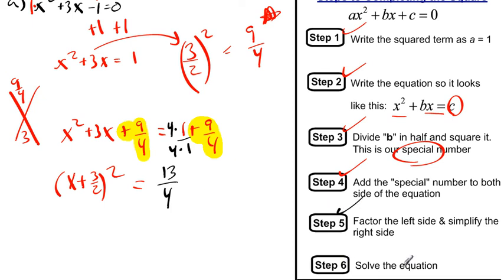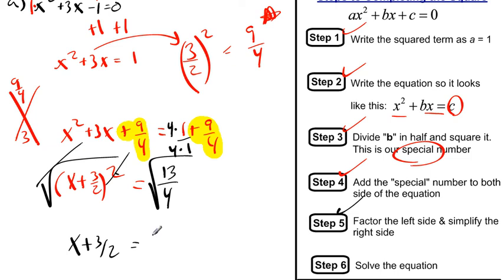Step number 6, solve the equation. It's the same steps we've always done: get rid of the square by taking the square root. So I have x plus 3 halves, and the square cancels with the square root, equals plus or minus the square root of 13 all over 2. Notice that I only put the radical with the 13, but not with the 2, because I took the square root of 4. The square root of 4 is 2, but we can't simplify the square root of 13, so I'm going to leave it as radical 13.